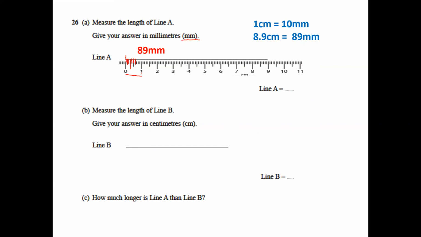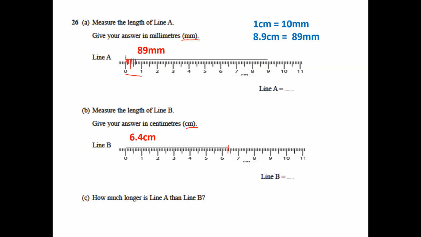Then the second question, B. Measure the length of line B and you have to present the answer in centimeters, not in millimeters. So you can measure the length by using your ruler. It is 6.4 centimeters.